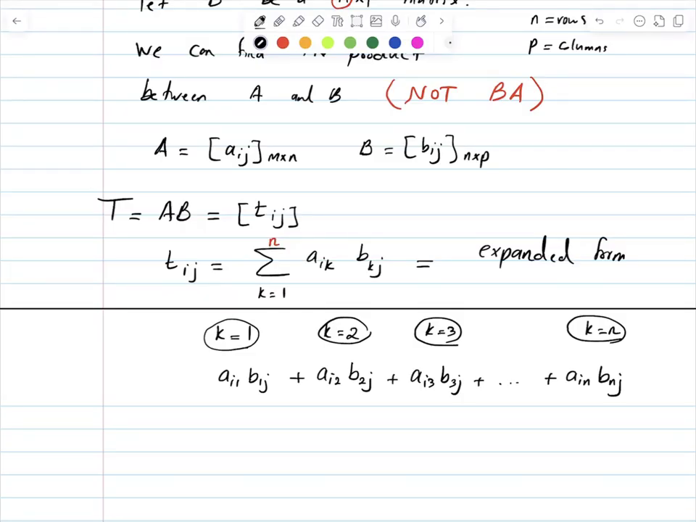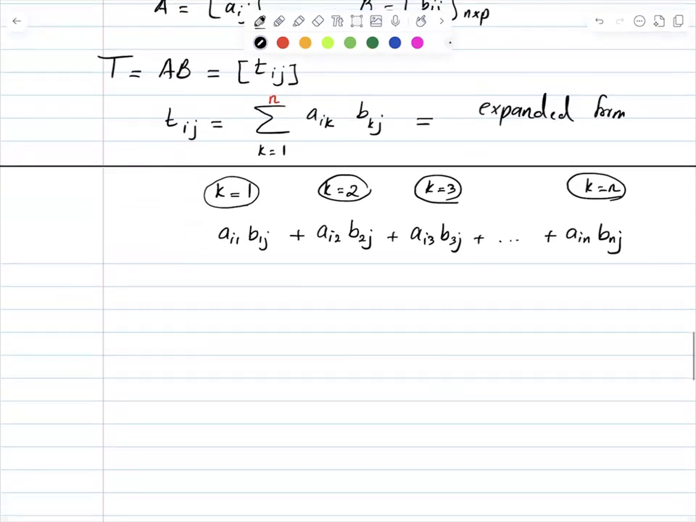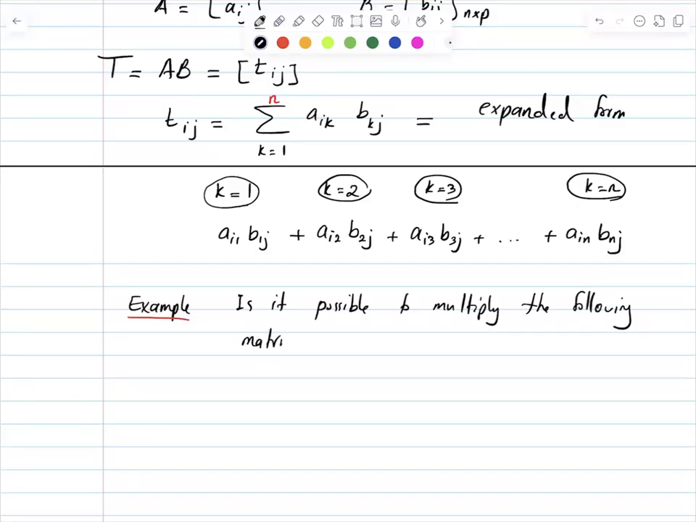So let us go over a few examples so you feel comfortable about matrix multiplication. Let's start with easy examples first. Example. Is it possible to multiply the following matrices? If yes, find the result.